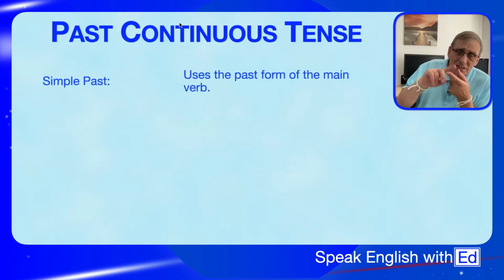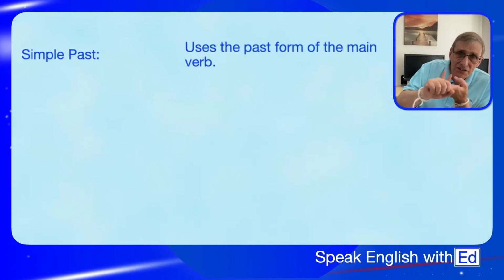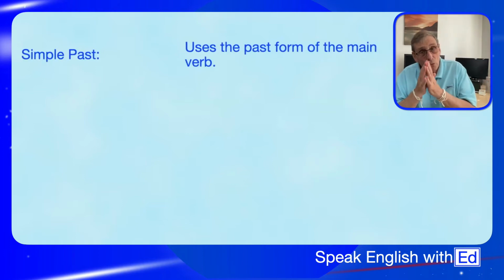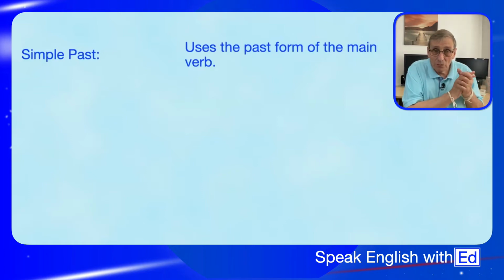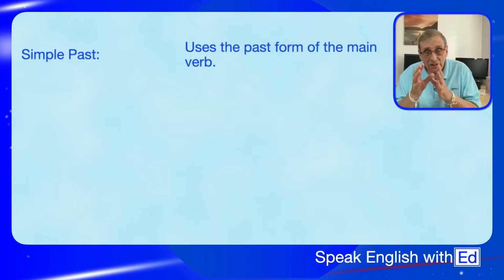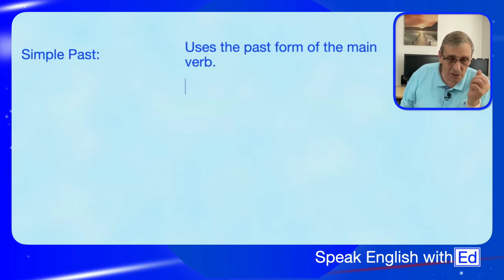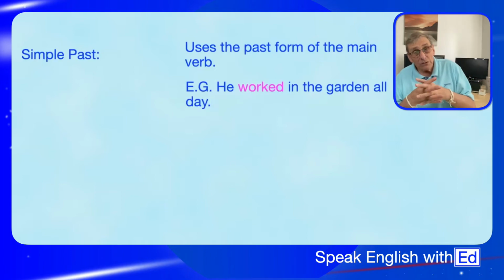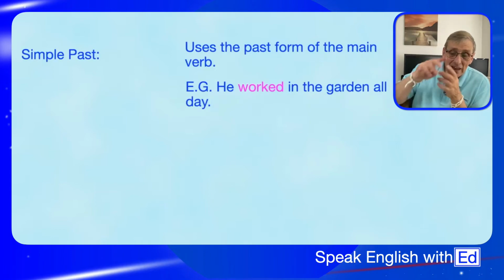Now, the past simple uses the past form of the main verb. So if you're talking about work, you say, I worked, past simple. He worked, she worked, it worked. All past simple. Worked. That's the way that you form the past simple. Examples here are: he worked in the garden all day.